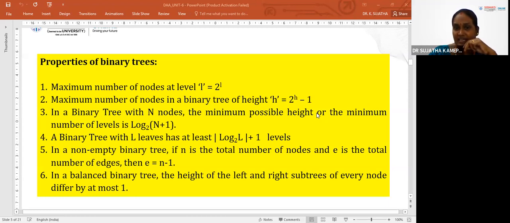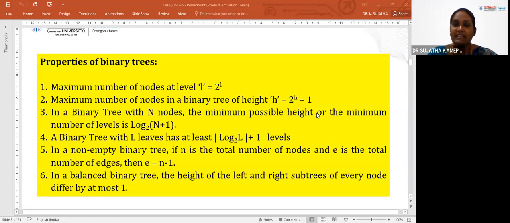In a binary tree with n nodes, the minimum possible height, or the minimum number of levels, is log n plus 1. A binary tree with L leaves has at least log L plus 1 levels. In a binary tree where every node has 0, 1, or 2 children, the number of leaf nodes is always 1 more than the number of nodes with 2 children. In a non-empty binary tree, if n is the total number of nodes and E is the total number of edges, then E is always equal to n minus 1.